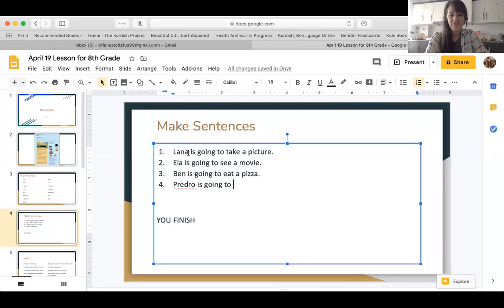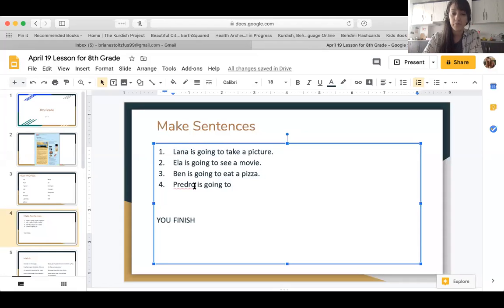Okay, so we have the subject. The first verb is present tense. We use going because it's the second verb, and then to connect going with the third verb, we have to. Lana is going to take a picture. Ella is going to see a movie. Ben is going to eat a pizza.